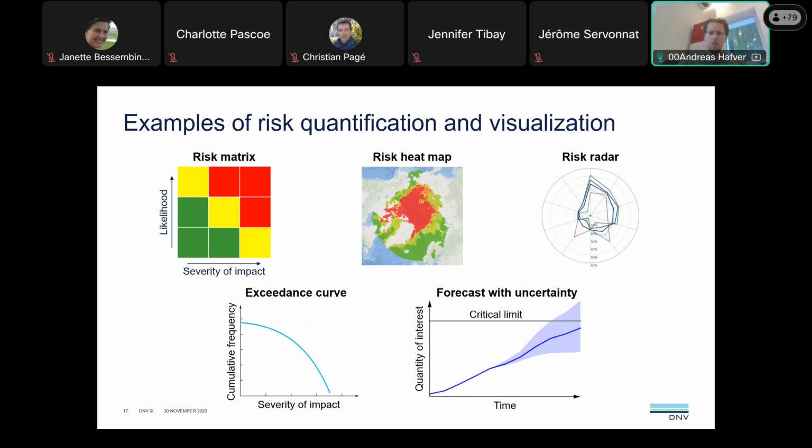Or you use something called an exceedance curve, where you plot the frequency of some event of a certain impact, let's say frequency of floods of certain magnitude. And sometimes you just give forecasts of some quantity of interest with uncertainty around the predictions, and maybe with some critical limit, and you can show uncertainty about when this limit will be reached. But these are all quantitative ways of displaying risk.